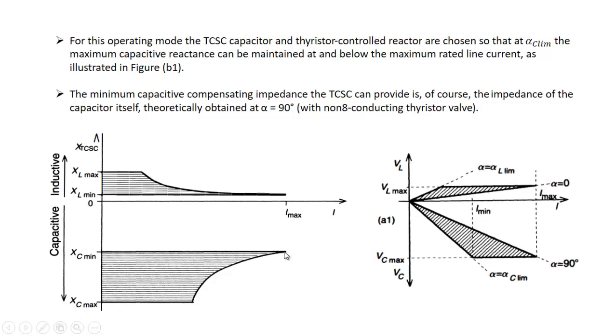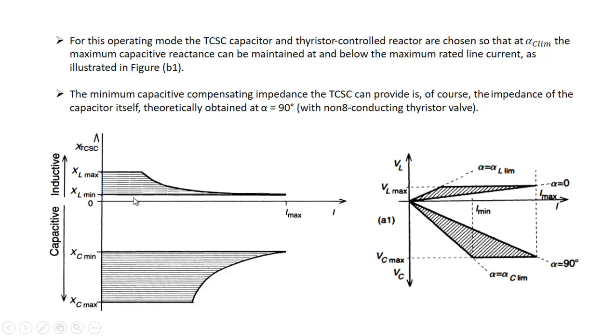Now let us say at this point current decreases. Now we want constant voltage to appear, so voltage control should be done by increasing the capacitance. As current decreases, capacitance will increase, so as to keep the voltage constant. Since alpha is equal to alpha C limit, XC has the maximum capacitance. After that we cannot increase it. So as current decreases, you can see this line goes down and the voltage decreases, but this remains constant.